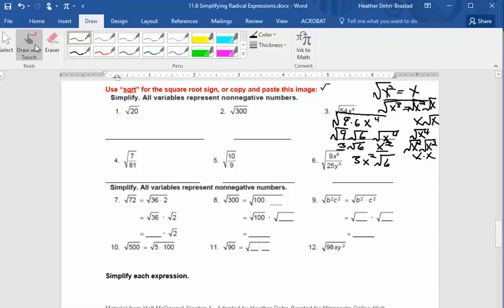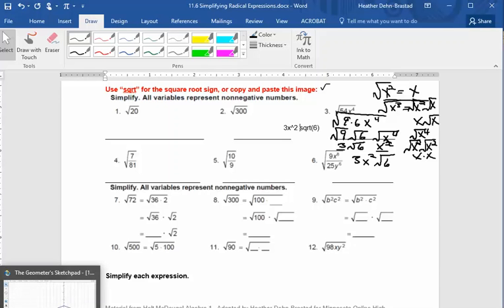Now if you were typing this, let's see, I'm just going to type it over here. You would type 3x squared, you can use the caret key, and then I'm going to write square root of 6. So I put the 6 in parentheses just to make sure you see that that's what we're taking the square root of. So 3x squared times the square root of 6 is how you would type that.